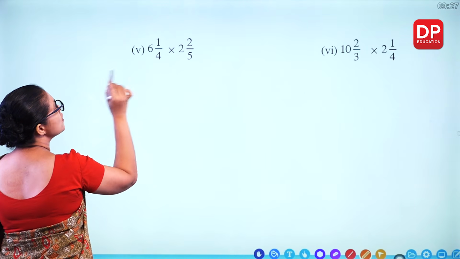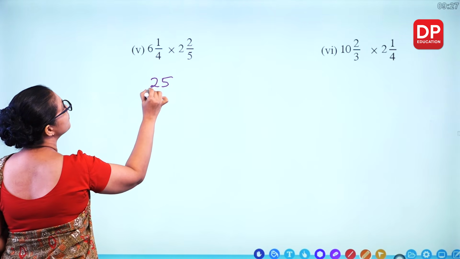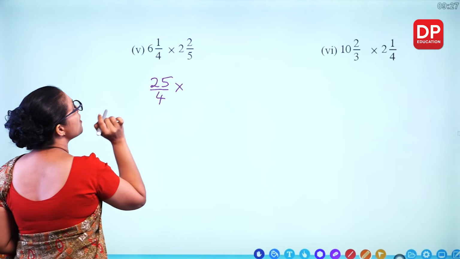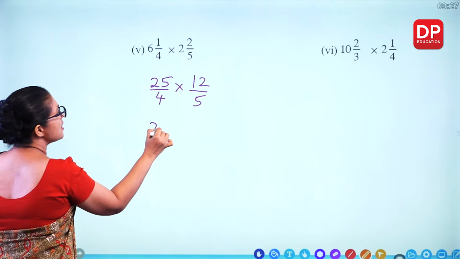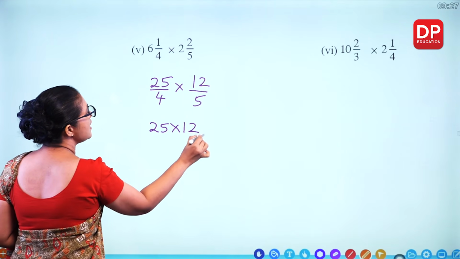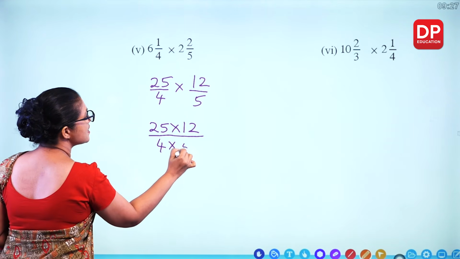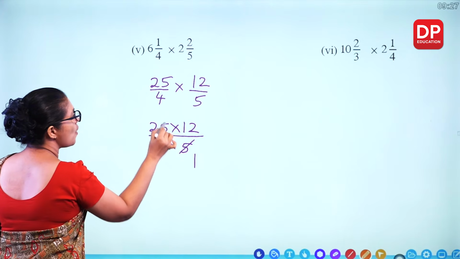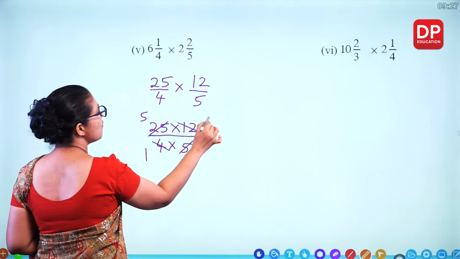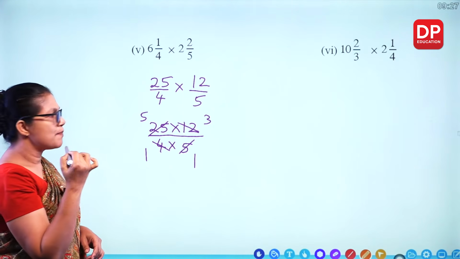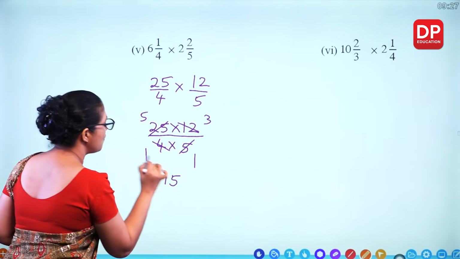This one, convert to improper fractions. 4 times 6, 24 plus 1, 25. 5 times 2, 10. 10 plus 2, 12. Multiply the numerator separately and the denominator separately. 5 times 1 and 5 times 5. 4 times 1 and 4 times 3. So 5 times 3, you get 15.